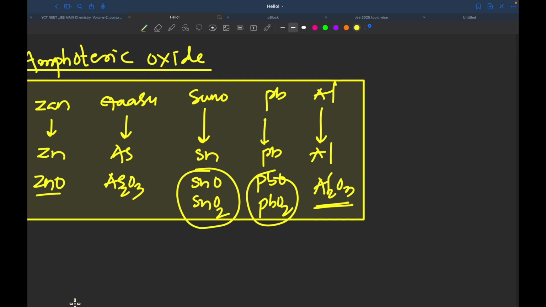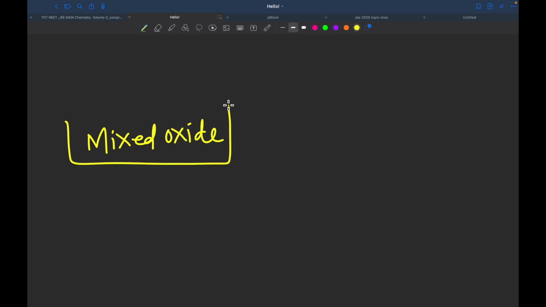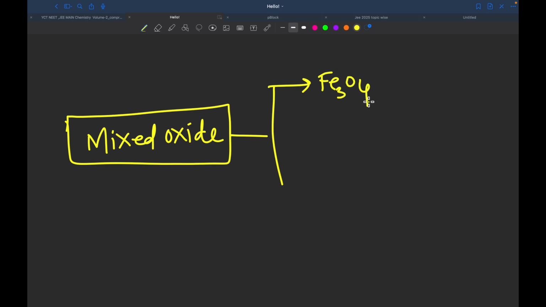If you are done with this, we'll go to mixed oxides. What is the meaning of mixed oxides? They are a group of two oxides. Fe3O4 is not a simple oxide, it's a mixed oxide. Actually it is the combination of FeO plus Fe2O3. So this is ferrous oxide and ferric oxide, Fe3O4 is the mixture of both, right?